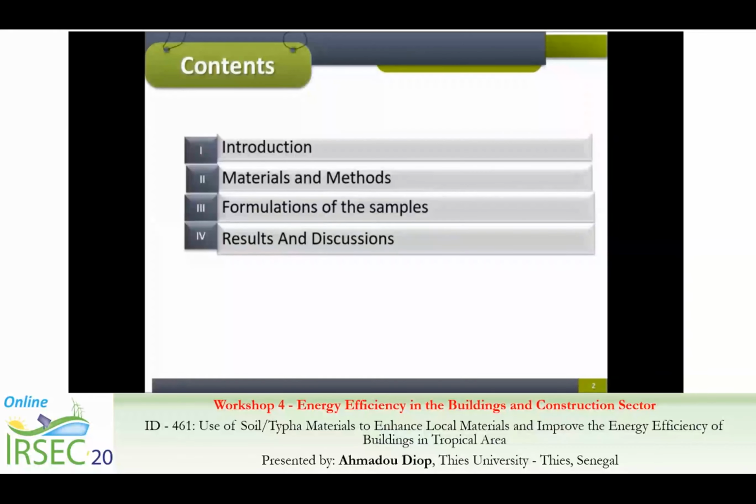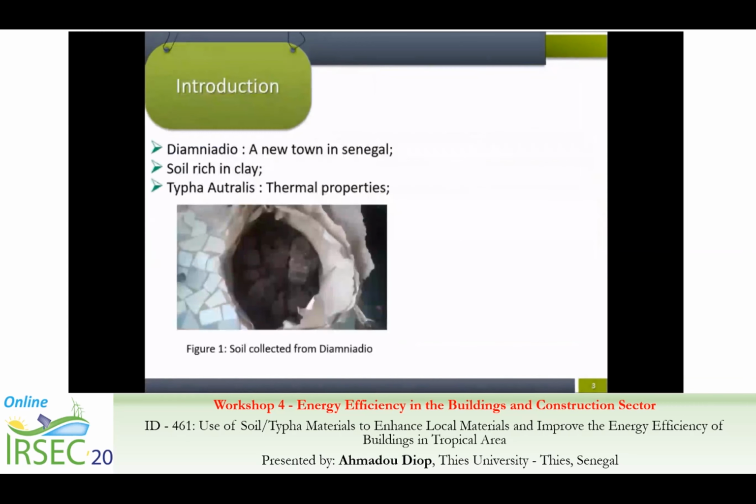By doing this work, I want to share with you the following content. I will start with an introduction, and I will talk about the materials and methods that I have used for characterization, and how I made the formulation of the samples, and after that the results and discussion. To remind you, Diamniadio is a town located about 35 kilometers from Senegal's capital, and this town is now taken to be the new town of Senegal because it has the objective to decongest Senegal's capital.